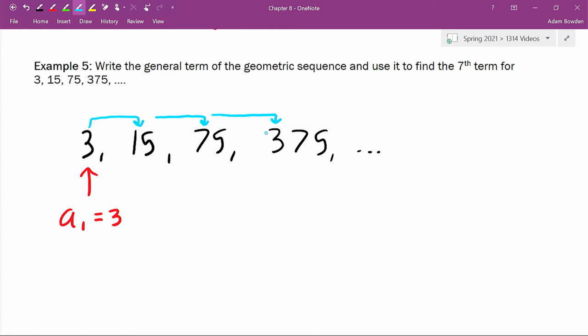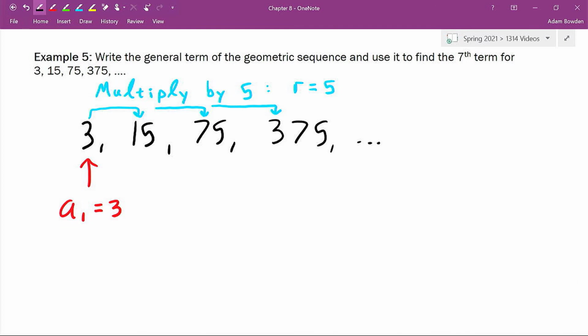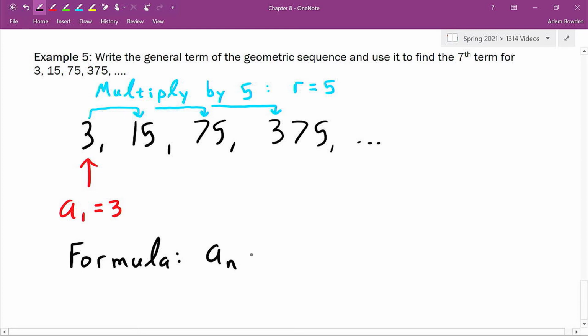15 times 5 is 75. 75 times 5 is 375. So we can see how each number is a result of multiplying by 5. That tells us that r for the sequence is equal to 5. So the formula for the nth term would go a_n is equal to 3 times 5 to the n minus 1 power.